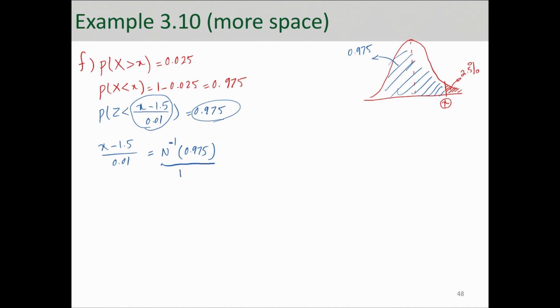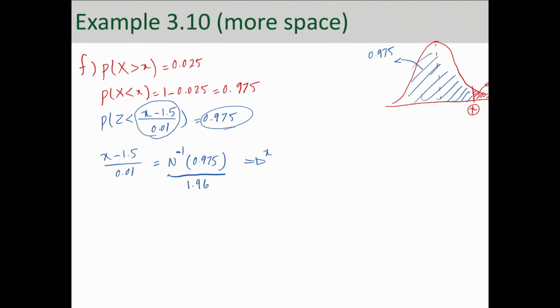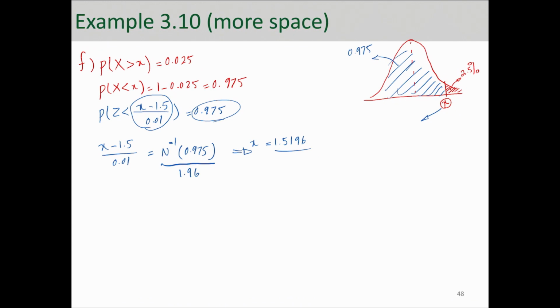So let's go back. We can say that this is equal to 1.96. Therefore, you can solve for x. And if you solve for x, x is 1.5196. So it looks like this x value here is 1.5196 volt.